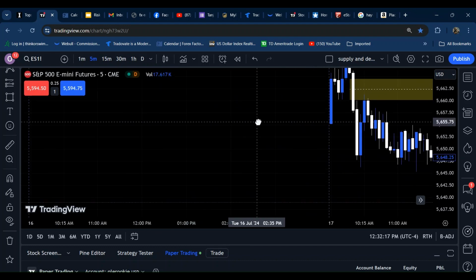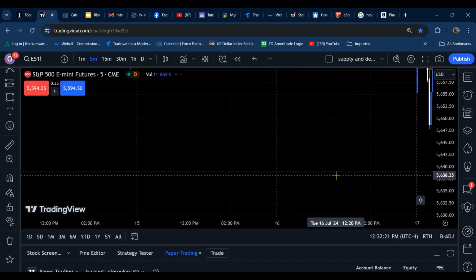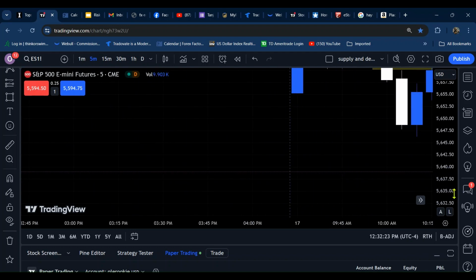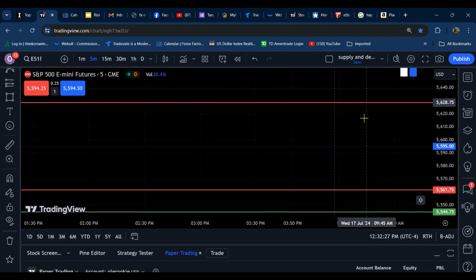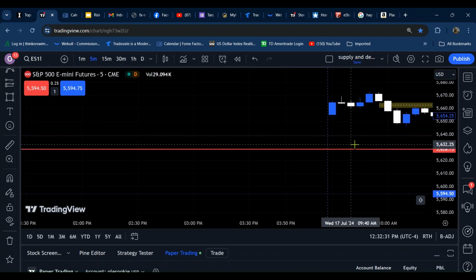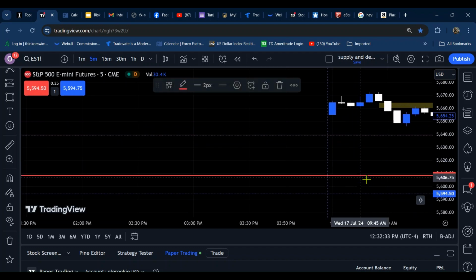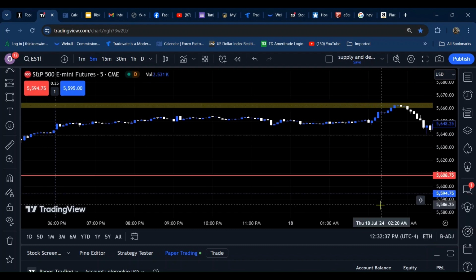So let's keep scrolling until we can see if we can find another one. Looks like we had a big opening gap right here. And that we ran out of contract. Oh man, I just moved my line of demarcation. I don't even know where it was now. Let's go back to electronic trading hours for a minute so I can see.